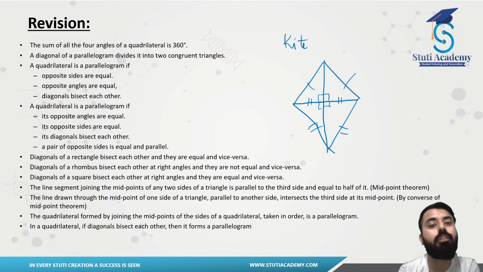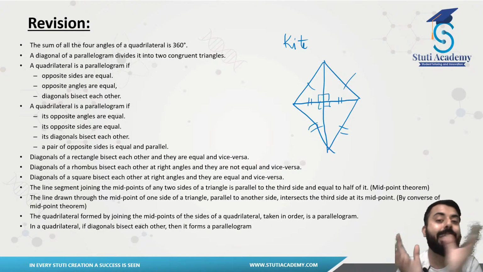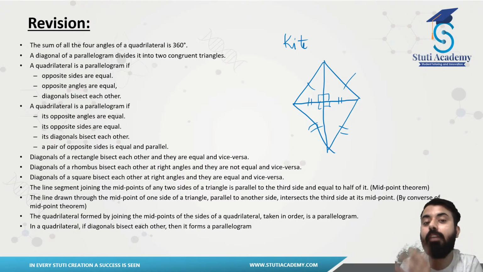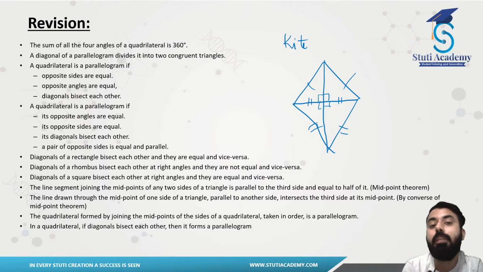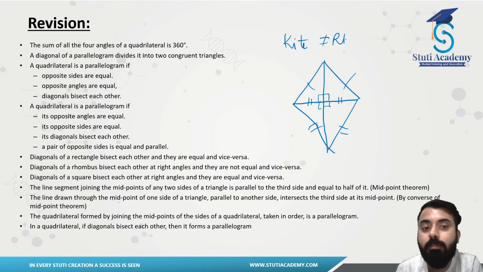Don't get confused with kite and rhombus because they are totally different things. So a rhombus can be a kite, but a kite cannot be a rhombus. See, there can be another thing. In a rhombus, each and every side can be equal. So you can say rhombus can be a kite, but a kite cannot be a rhombus. That is the main thing. Kite cannot be rhombus, whereas we can go the other way around.